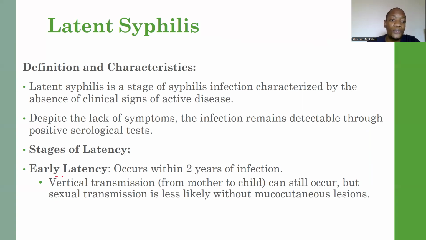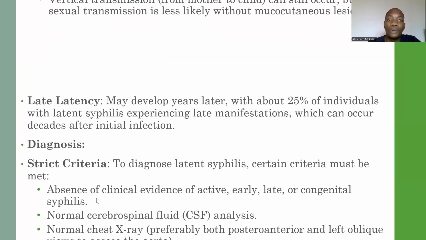So we have what we call early latency, and depending on the reference you're using, if you're using WHO, it occurs within the first 2 years of infection. If you're following the CDC, it's 1 year following infection. In my case, I'll take WHO, the World Health Organization, which takes early latency to be within 2 years after infection. It can also be transmitted vertically, that is from mother to child, and sexually, as we mentioned earlier. Someone will have no symptoms.